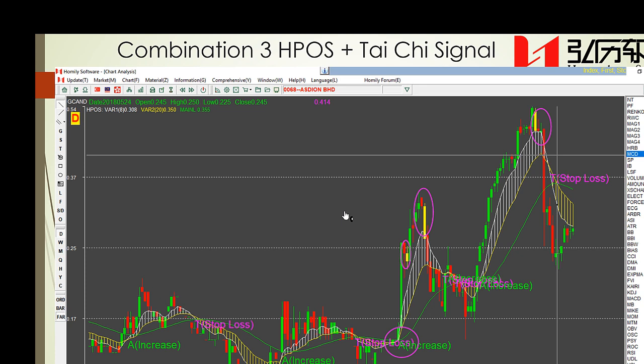And then for this one we can see the white line goes flat, right? The white line goes flat, and then we can sell it. The yellow candlestick appears, so we can sell it. Yeah, we can sell it.